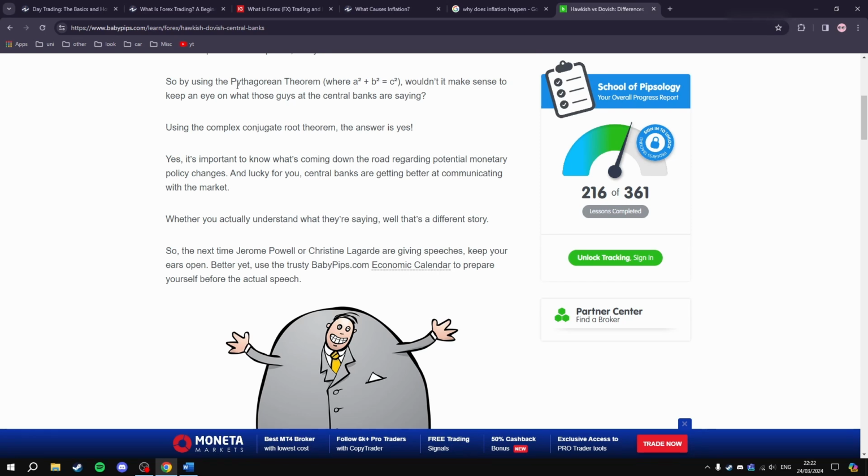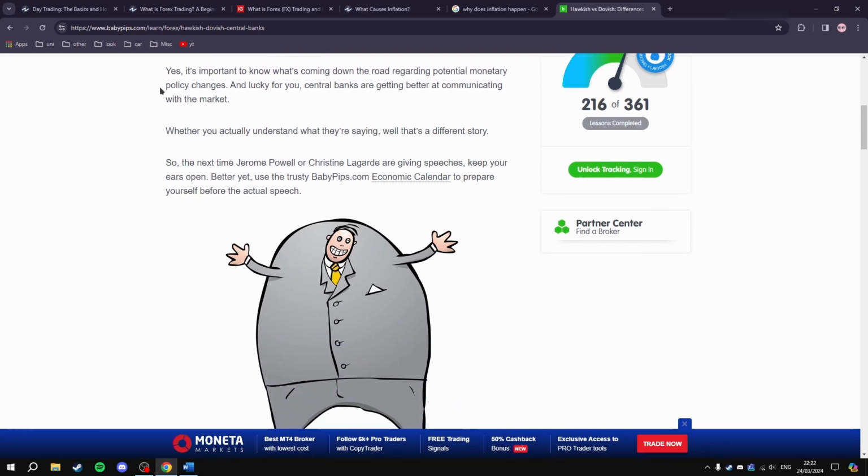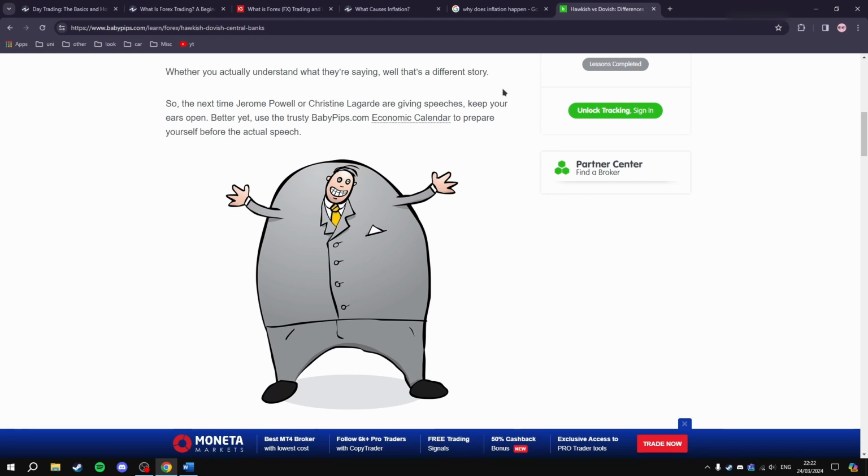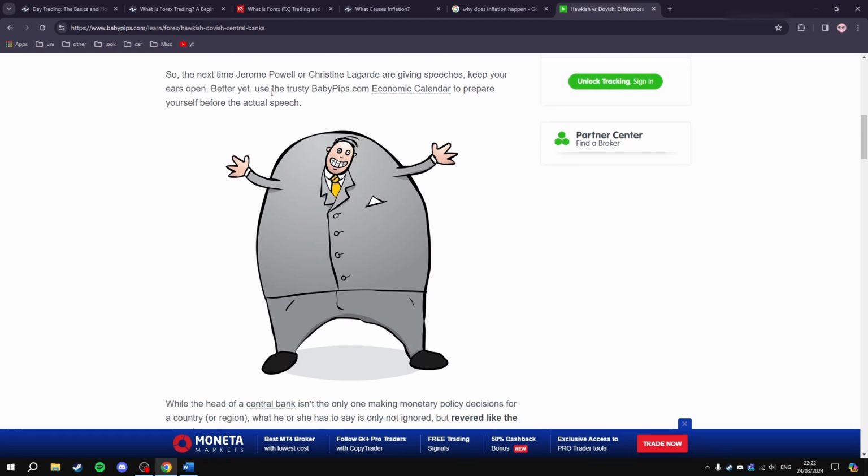So by using the Pythagorean theorem, where a squared plus b squared equals c squared, wouldn't it make sense to keep an eye on what those guys at the central banks are saying? Using the complex conjugate root theorem, the answer is yes. Yes, it's important to know what's coming down the road regarding potential monetary policy changes. And lucky for you, central banks are getting better at communicating with the markets. Whether you actually understand what they're saying, well, that's a different story. So the next time Jerome Powell or Christine Lagarde are giving speeches, keep your ears open. Better yet, use the trusty babypips.com economic calendar to prepare yourself before the actual speech.